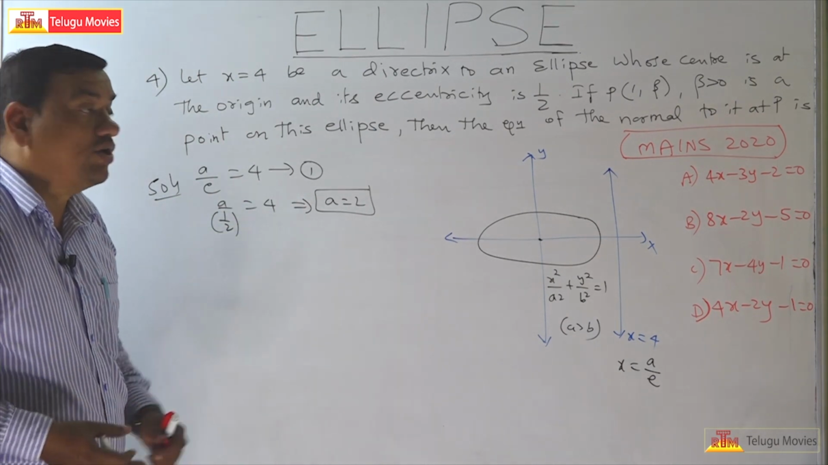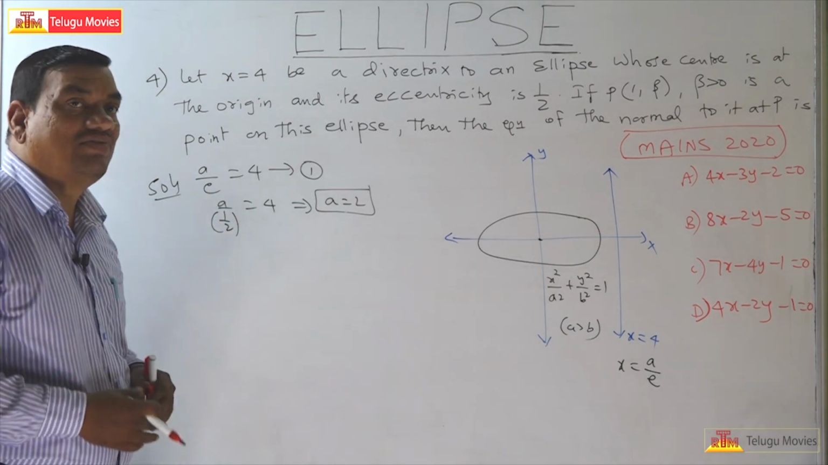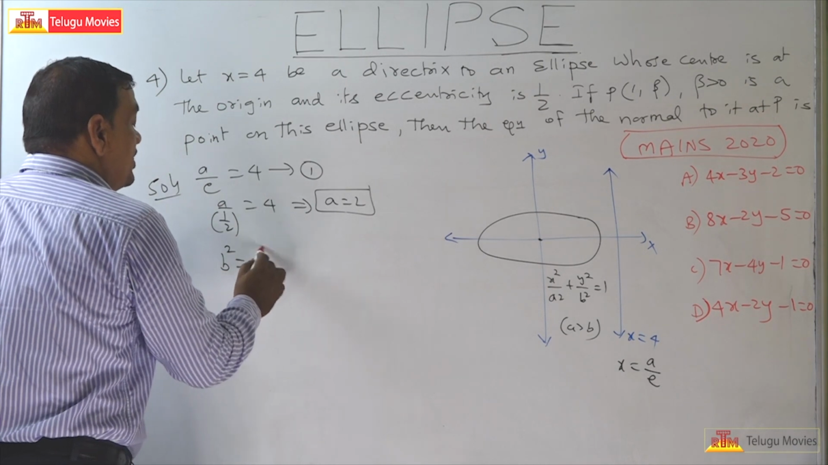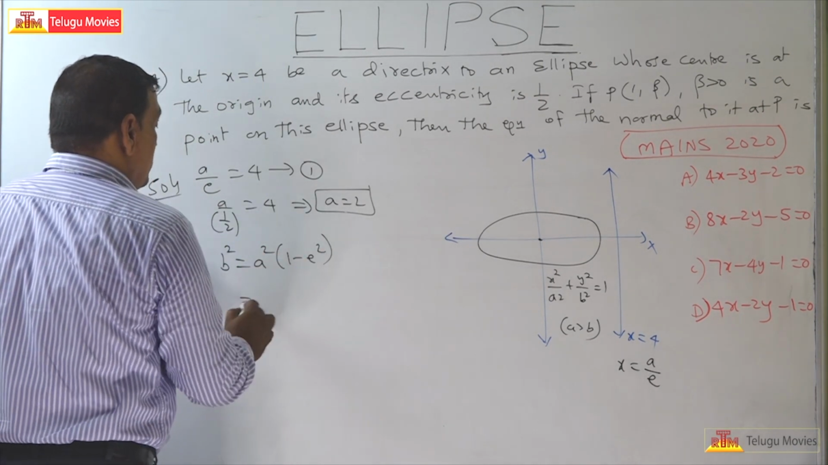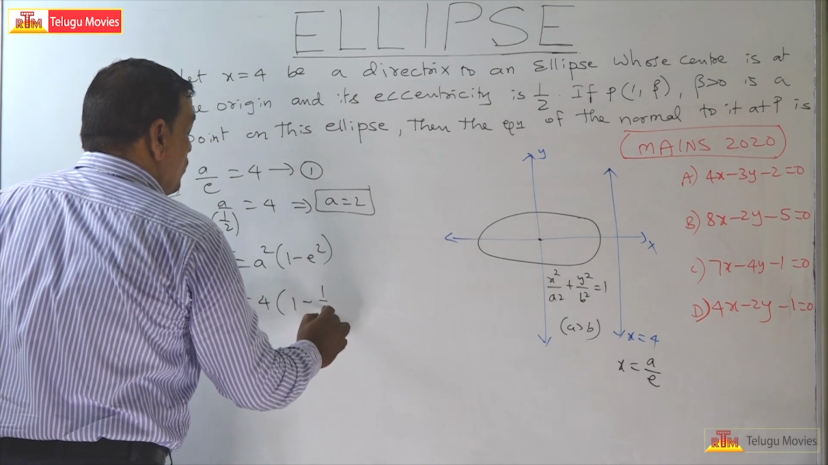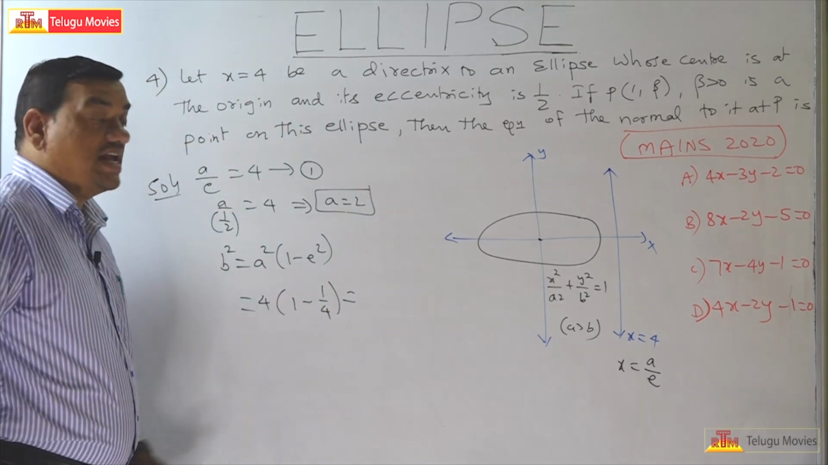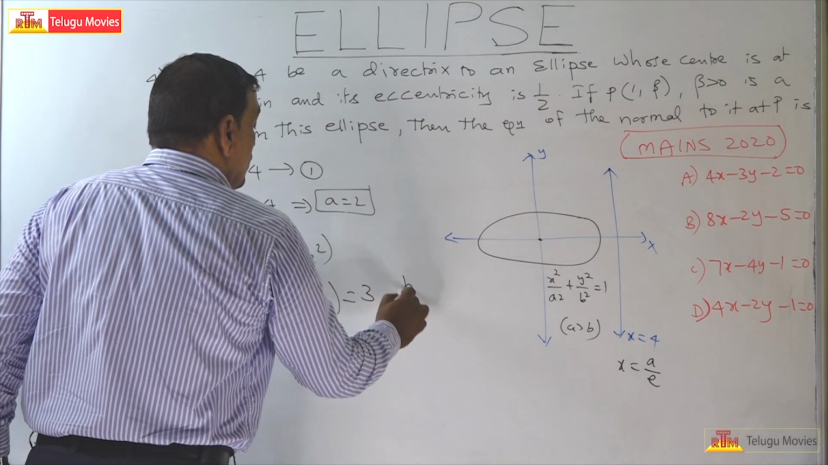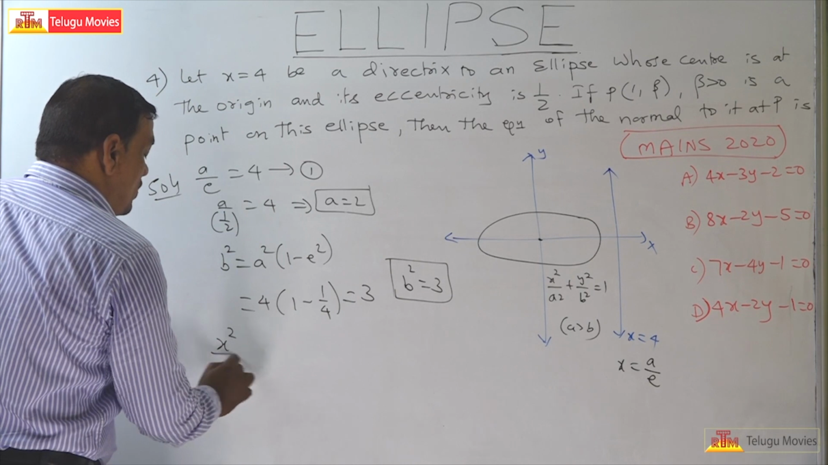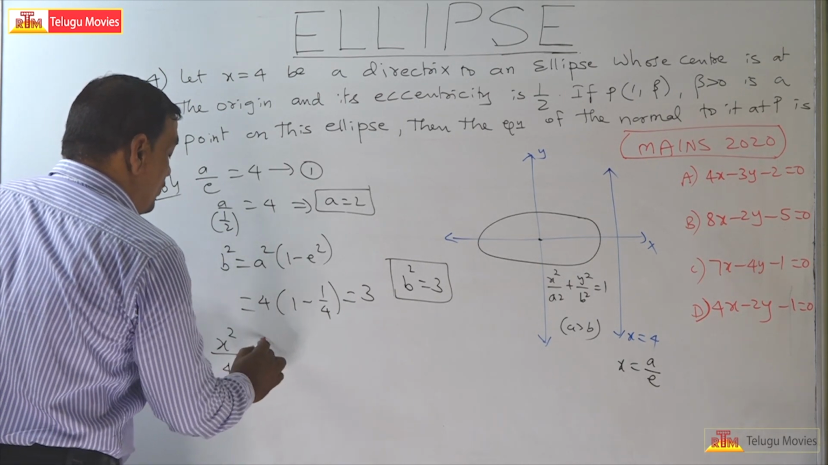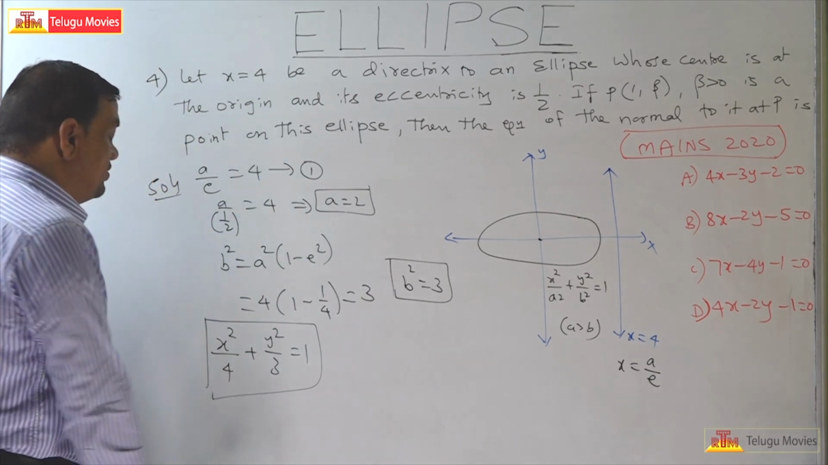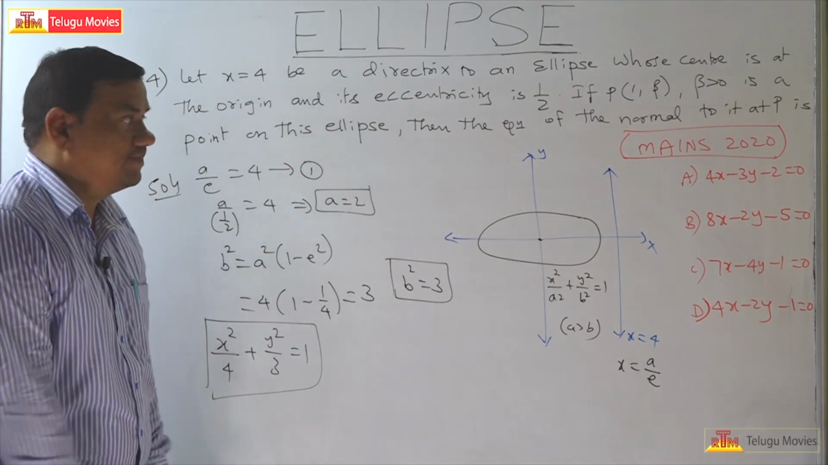If you know the a value and the eccentricity value, it is easy to find the b value. We know that b square is equal to a square into (1 minus e square). a square is equal to 4, times (1 minus 1 by 4). 4 minus 1 is 3. Therefore, the b square value is 3. Therefore, the equation of the ellipse is x square by 4 plus y square by 3 is equal to 1. This is your equation of the ellipse.